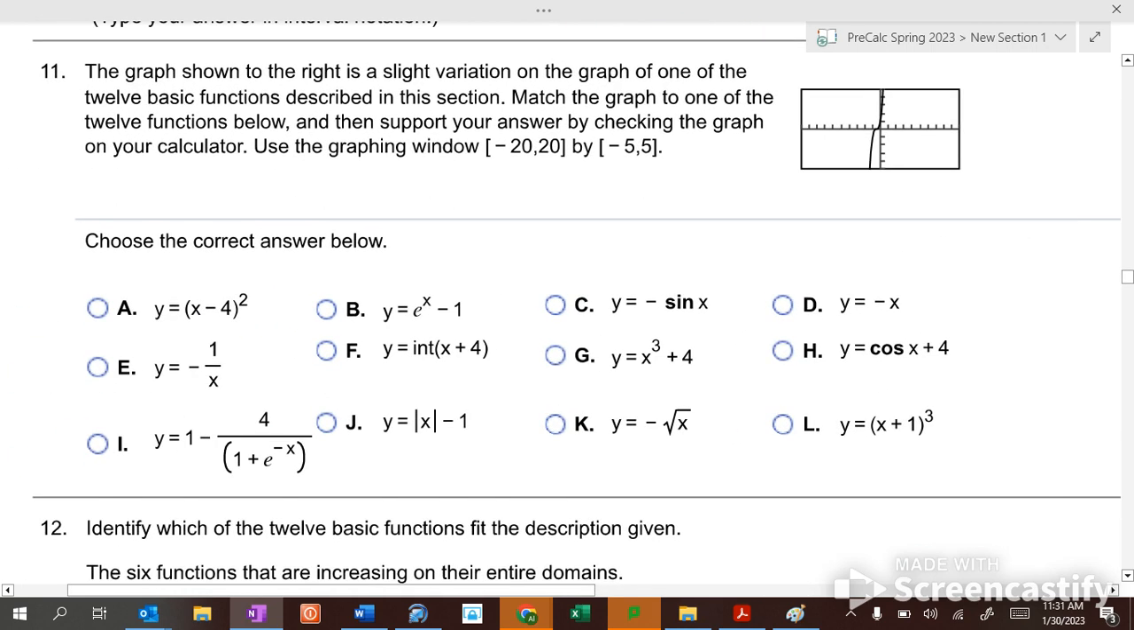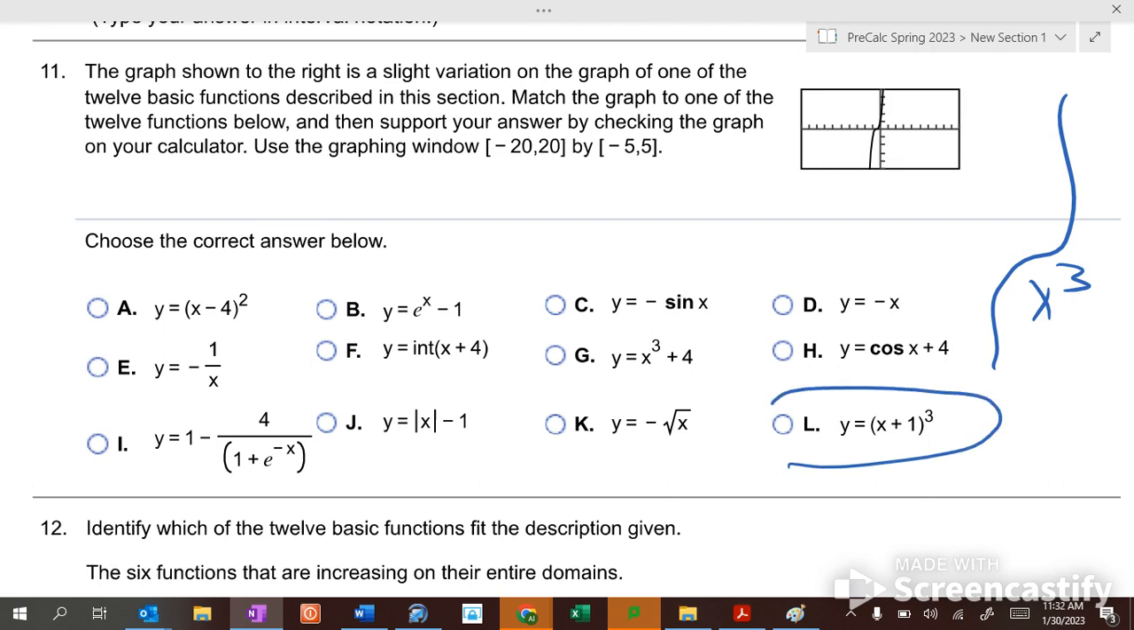What does that graph look like when it goes like this? X cubed. It's a cubic. Now, it looks like the cubic has just been slid over a little bit. Where is our cubic? It's right here. There's one there and there's one there. Now, it looks like it's slid to the left, not up. So that's why it's not this one. It's this one.